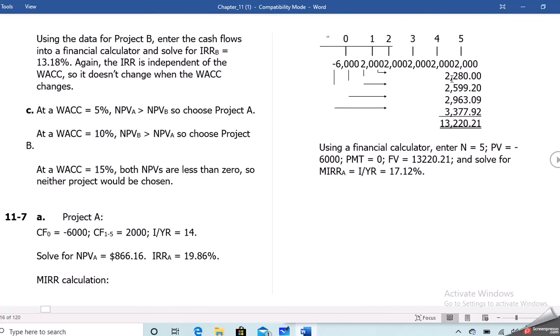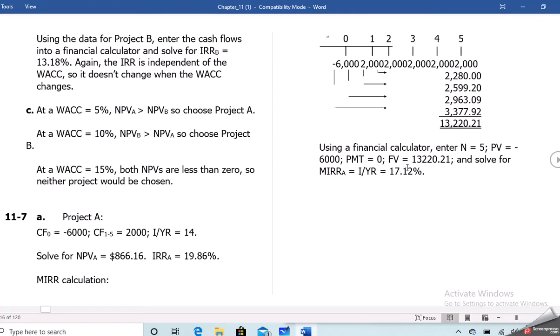So to do this one is a little bit different than this one here. This first step, again, you can use your time value money keys. Your N's going to be 5. Your payment is going to be $2,000 a year. Your I/Y is going to be the cost of capital, which is 14. And then a 0 present value, you're going to compute the future value. And when you do that, then you should get the $13,222.21.